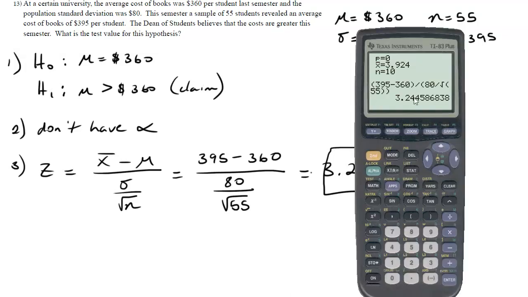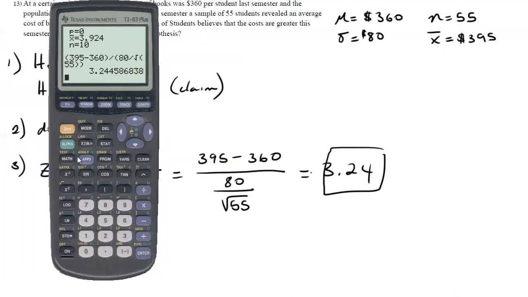Now let's just try it for fun in the calculator and see if we get the same. Stat, tests, z-test, let's input these statistics. So 360 for the population mean, 80 for sigma, 395 for x bar, and 55 for our sample size. And this is a greater than. Let's calculate. So 3.24 is in fact our z value. So there we are.